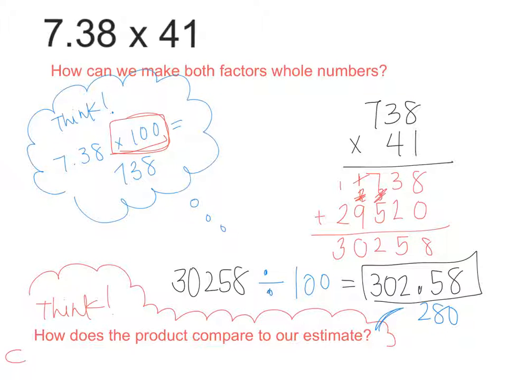Now, does that compare better with our estimate? Is it in the zone of our estimate? So are we confident that our answer is reasonable? Good. So again, today we're really thinking about how we turn our factors into whole numbers. For example, in this case, we multiplied by 100, and how we have to undo it. We have to divide by 100 to undo that multiplication we did. Okay?